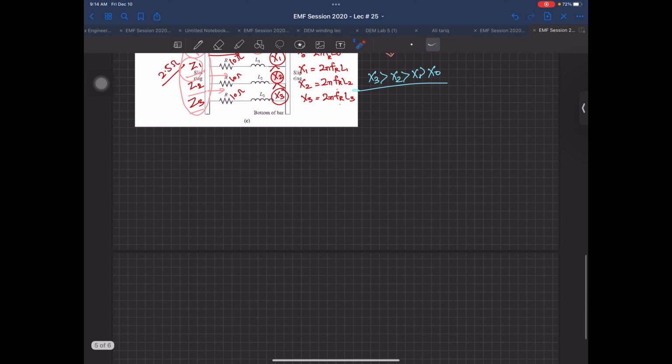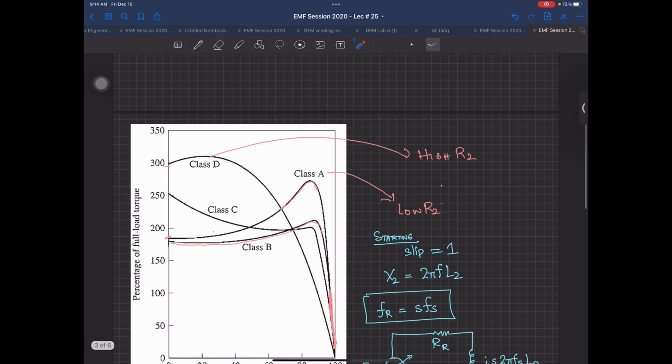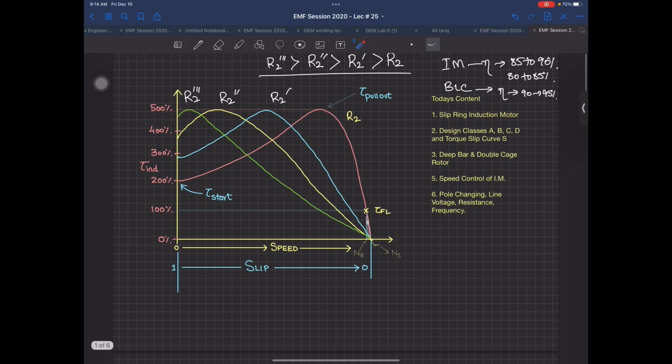So these are the 4 design classes which I have just discussed. You have achieved these not by a slip ring induction motor, but by the variation in the rotor construction. The last thing for today is speed control.